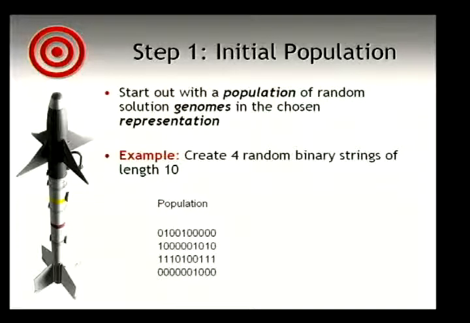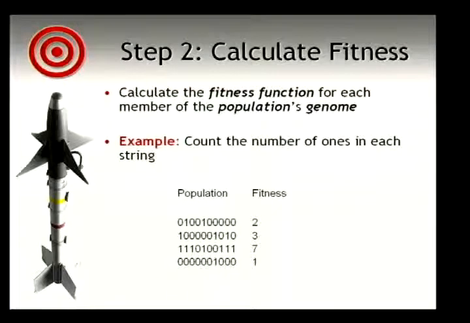So step 1, the initial population. We start out with a population of solution genomes in our chosen representation. And I will be your sort of Steve Irwin or Jacques Cousteau here, telling you about this population of 4 strings, these 4 organisms, binary strings. So I chose arbitrarily 4, a population size of 4. There are 4 binary strings here. I chose them randomly, I created them randomly, so we will follow their life cycle.